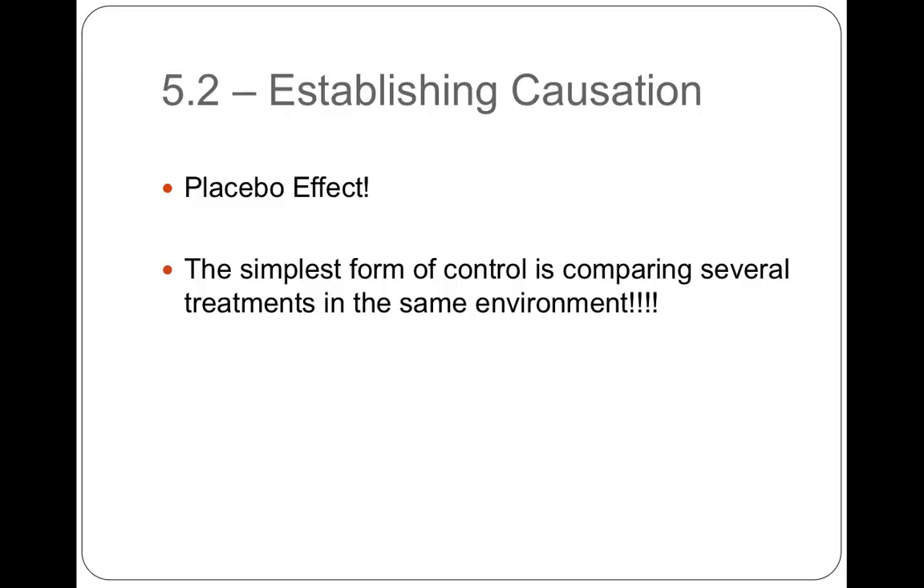So what we need to do here to counteract the placebo effect is make everything else the same, except one group gets the actual medical treatment and the other group gets some placebo treatment. Basically, the simplest form of control is comparing several treatments under the same environmental conditions, so with everything else the same.